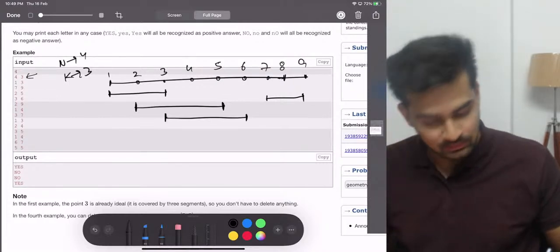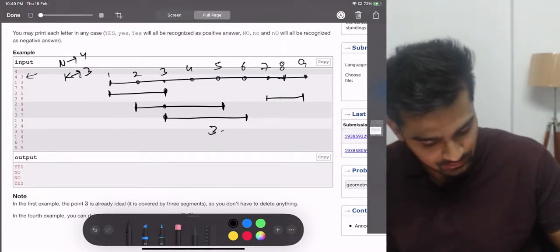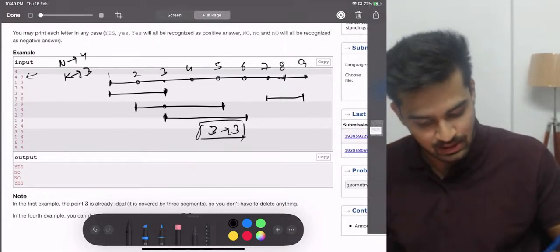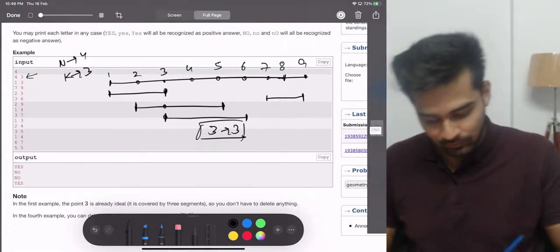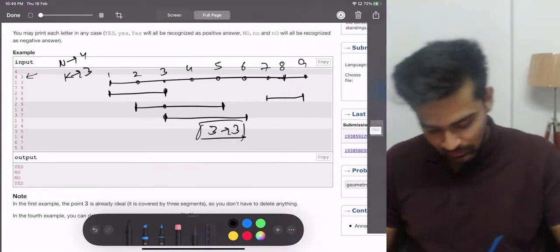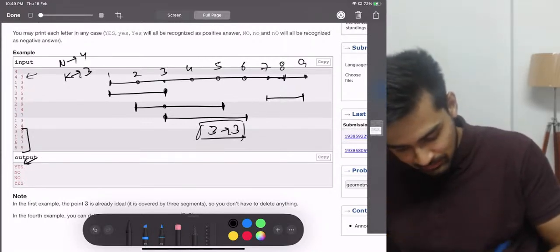3 is actually present in 1 line, 2 lines, 3 lines. The occurrence of 3 is thrice, and there is no other point which is occurring thrice. Therefore, 3 already is an idle point. The answer of this is yes. Okay. Let's take the last example.